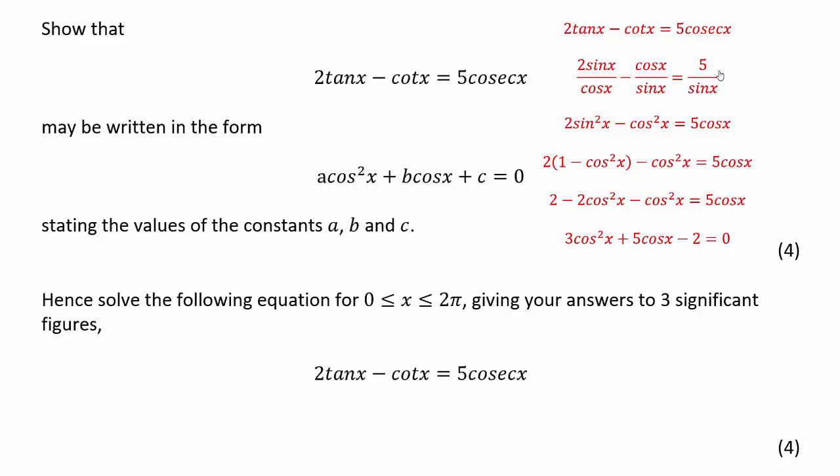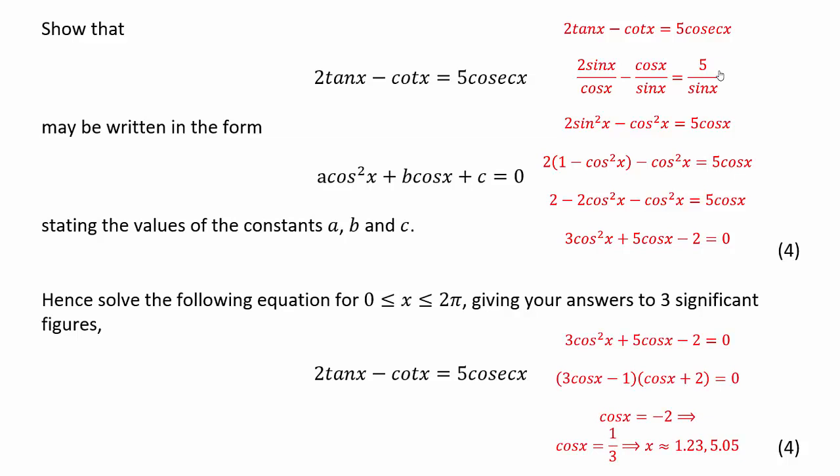Doing some rearranging and some factorizing and some expanding then gets us all the way there, and we find out that A is equal to 3, B is equal to 5, and C is equal to -2. Hence, can we please solve that equation that was given at the top? But we're not going to solve that one. We're going to solve that one, that quadratic that we just found. And our first step to doing that is to factorize it.